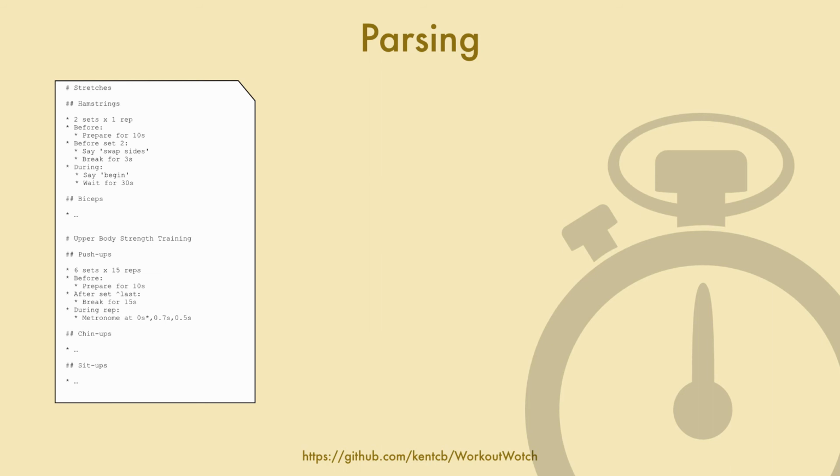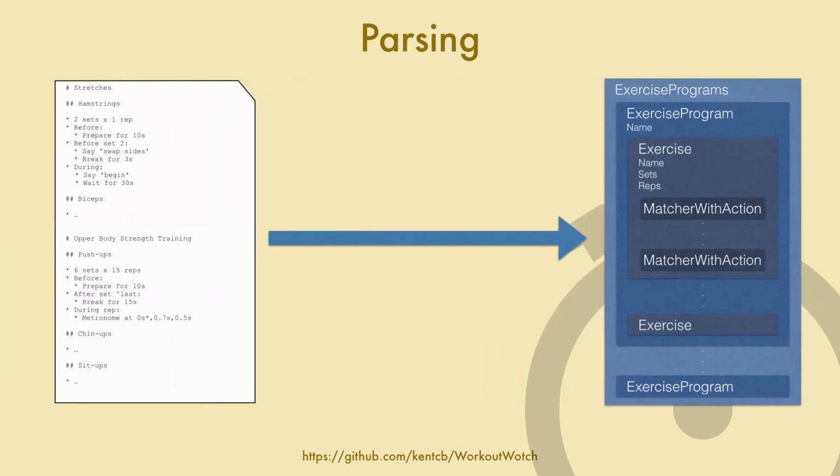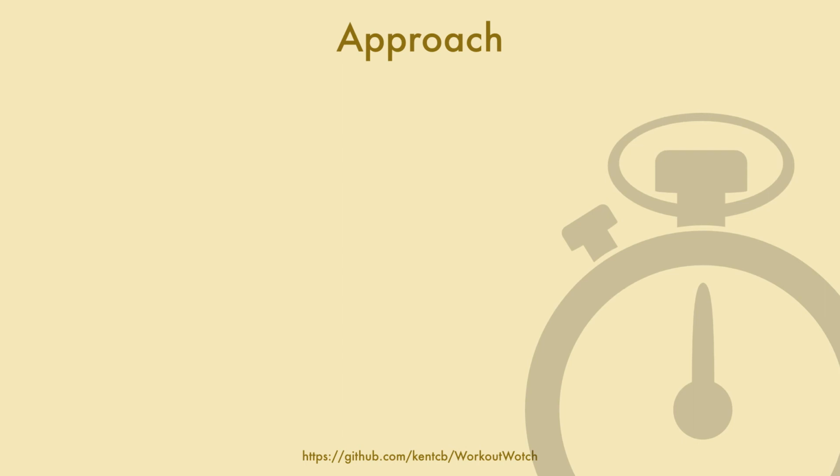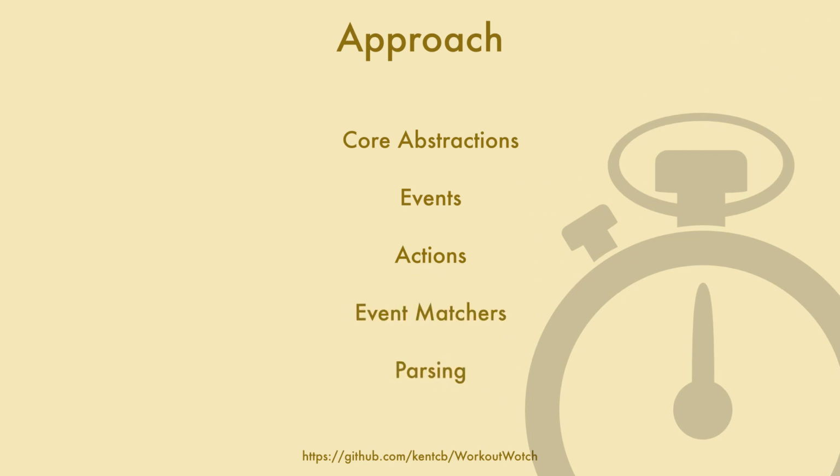So the idea is we take this document and we need to parse it into our exercise programs model. And the way I'm intending on doing that is using a third-party library called Sprache, which we will get into at that time. Now the approach I want to take for this module is to firstly build out the core abstractions that we identified earlier. After that, we can build out our events that we talked about. Then we can do the actions and the event matchers, and then finally we can do the parsing bits.